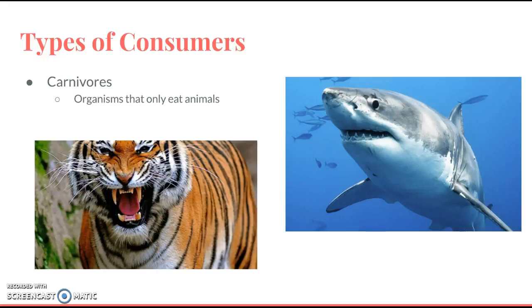Your carnivore, on the other hand, is going to be an organism that eats other animals or other living organisms. They're going to be eating animal tissue, which is why if you look at the shark and the tiger picture, you can see they have sharper teeth. They're going to use these teeth so that they're able to rip the tissue off the bone, and they're able to eat it in that way.